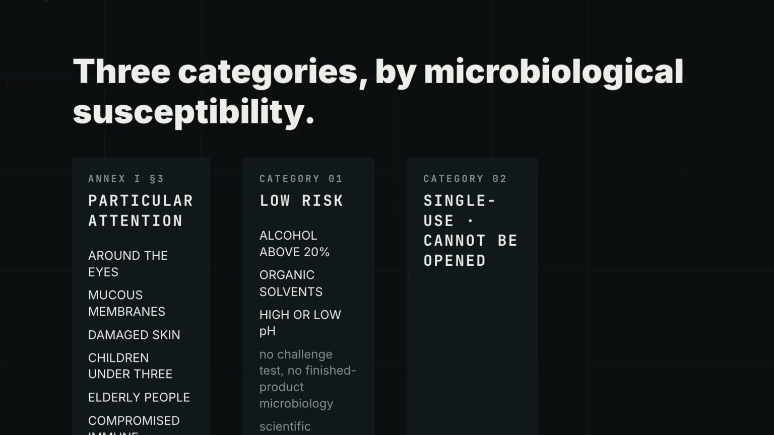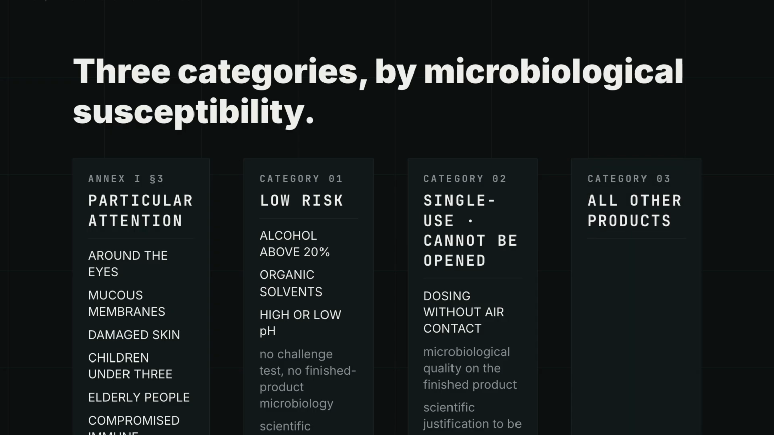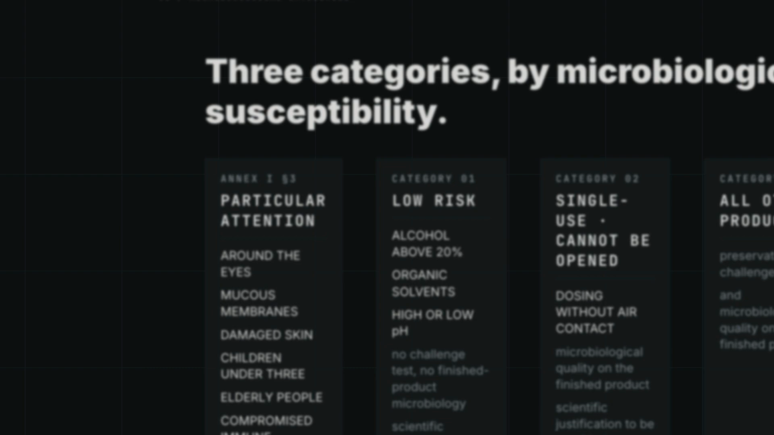Single-use products and products which cannot be opened. The example given is packaging that allows dosing the product without it coming in contact with the air. For those, only microbiological quality tests on the finished product are necessary. A scientific justification is to be provided. All other products, both a preservation challenge test and microbiological quality tests on the finished product, are necessary.